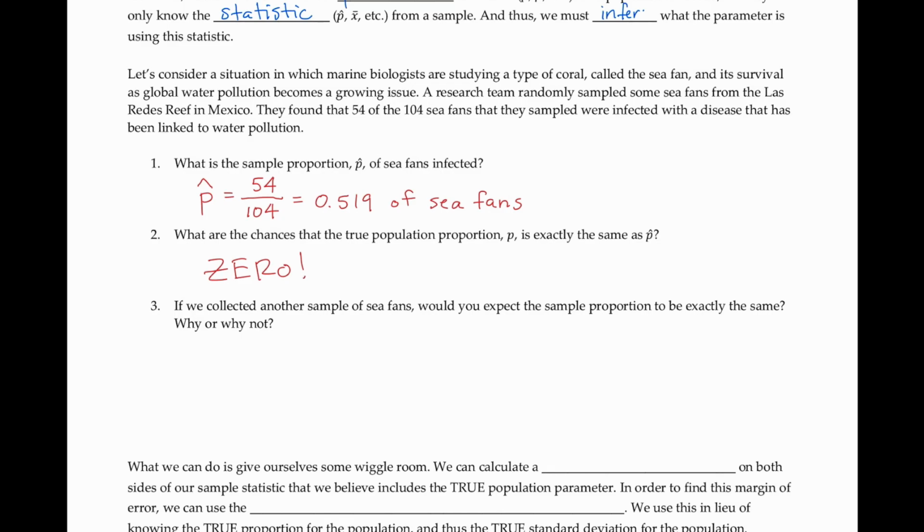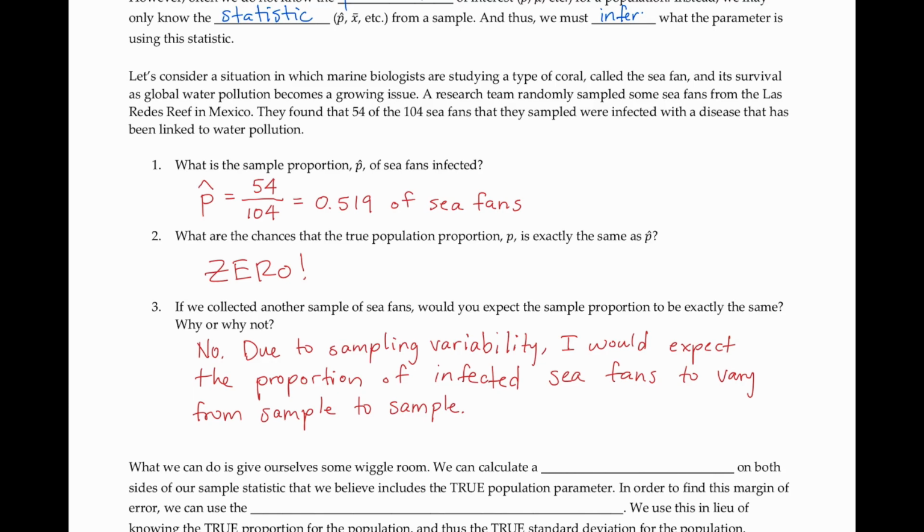The chances that you grab a sample that is exactly the center of your population is effectively 0, because you're talking about grabbing a particular value out of an infinite number of values. Even if you're close, it's not exactly the same. So you don't grab a sample and go, great, that's also my population's proportion. Instead, we have to do some more things, because of, well, let's look at this next question. If we collected another sample of sea fans, would you expect the sample proportion to be exactly the same? Why or why not? Pause the video and think about that.